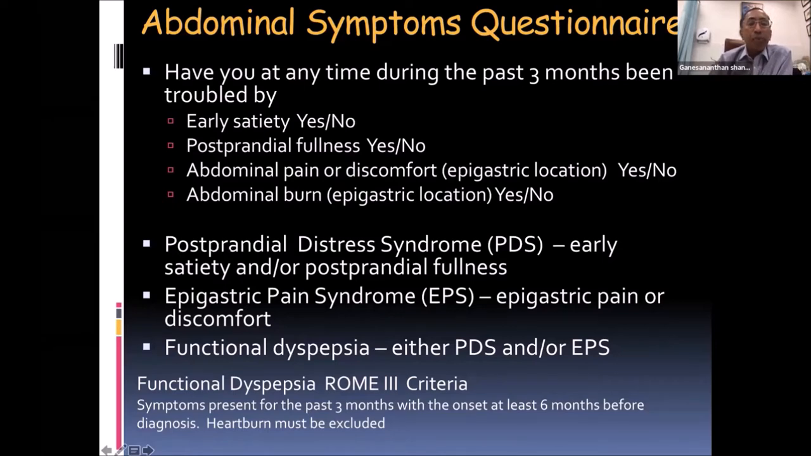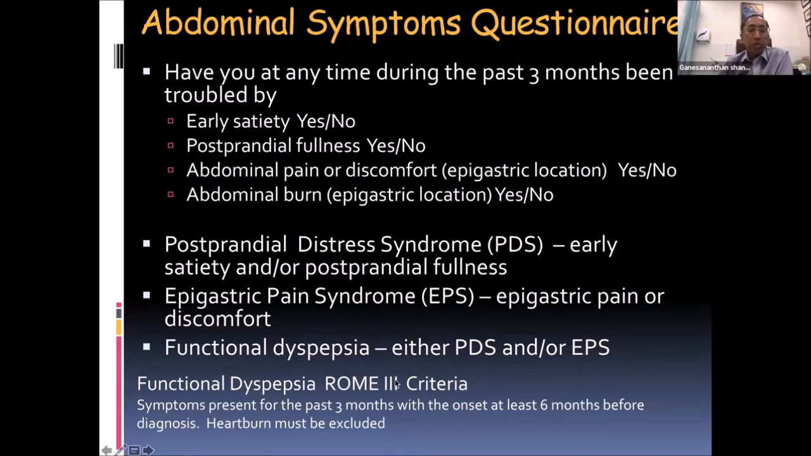Now, the postprandial distress syndrome, the PDS, would include early satiety and postprandial fullness. In the old criteria, this would be the motility type of disorder. The epigastric pain syndrome would be epigastric pain or discomfort, or epigastric burn. EPS would be including something like acid peptic disease minus the peptic ulcer disease and the reflux disease. Functional dyspepsia would be either the PDS, or the epigastric pain syndrome, or an overlap within them. This is the criteria before Rome 3.